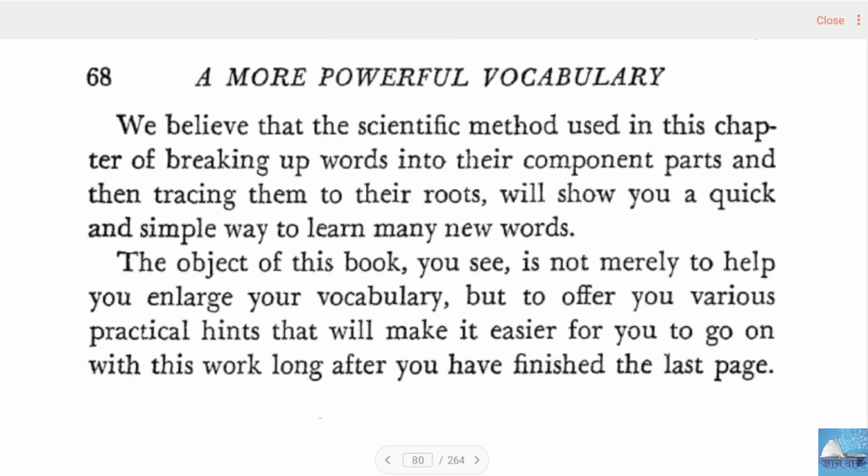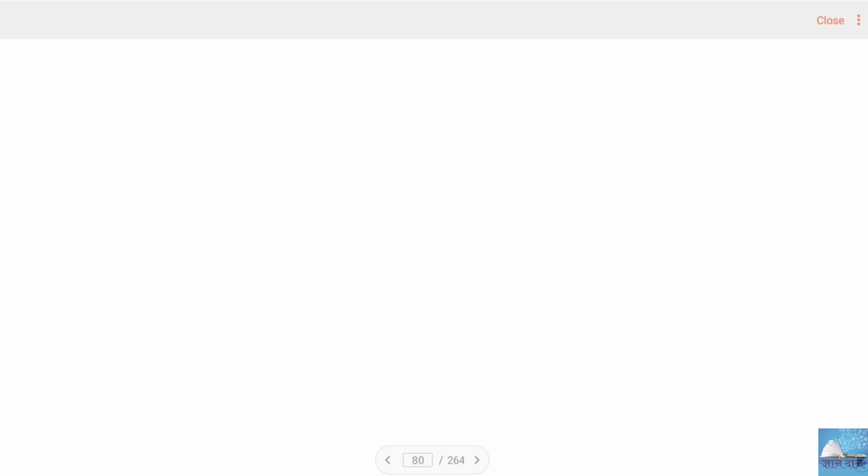We believe that scientific methods used in this chapter of breaking up words into their component parts and then tracing them to their roots will show you a quick and simple way to learn many new words. The object of this book, you see, is not merely to help you enlarge your vocabulary, but to offer you various practical hints that will make it easier for you to go on with this work long after you have finished the last page. This was the end of chapter 8.